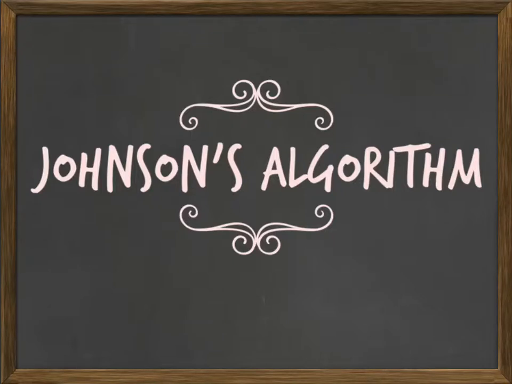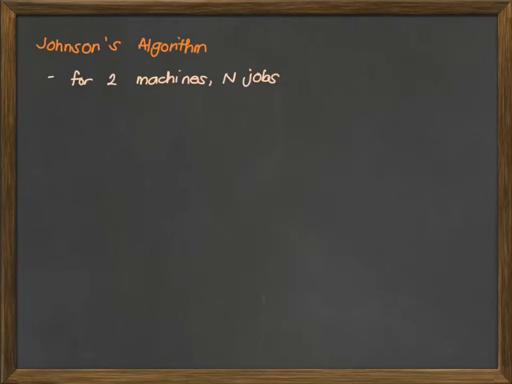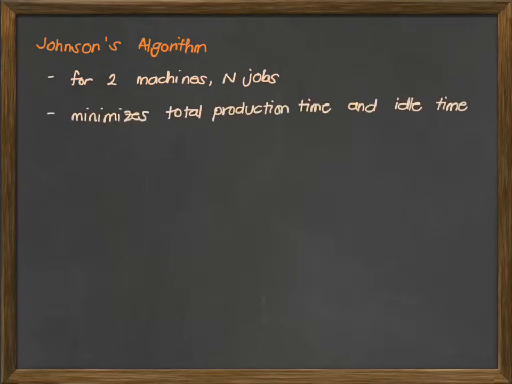So just to review, Johnson's algorithm is used for two machines and n jobs. This is an algorithm that gives us the optimal flow of sequence that is applicable for two machines and multiple jobs. This minimizes the total production time and idle time. And we have the following steps in the algorithm.